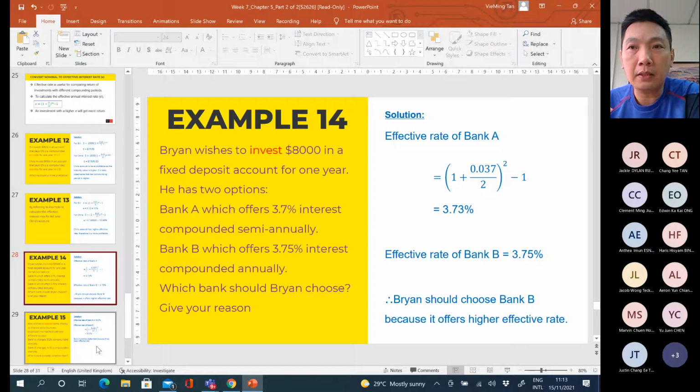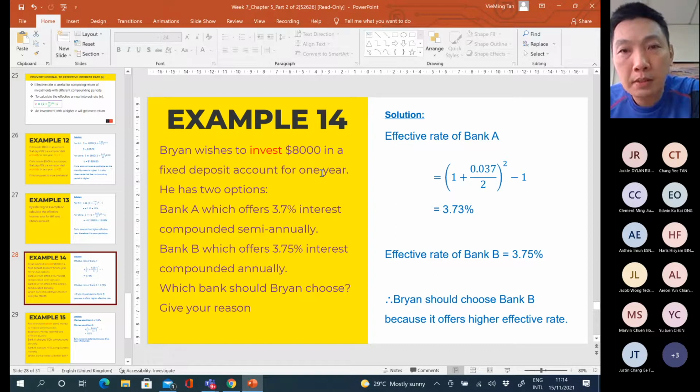Example 14. This question is an investment question. Brian wishes to invest 8,000, so this is a P for Brian. Brian is an investor now, and invest means he wants to save money, in a fixed deposit account for 1 year. So that means T is equal to 1.